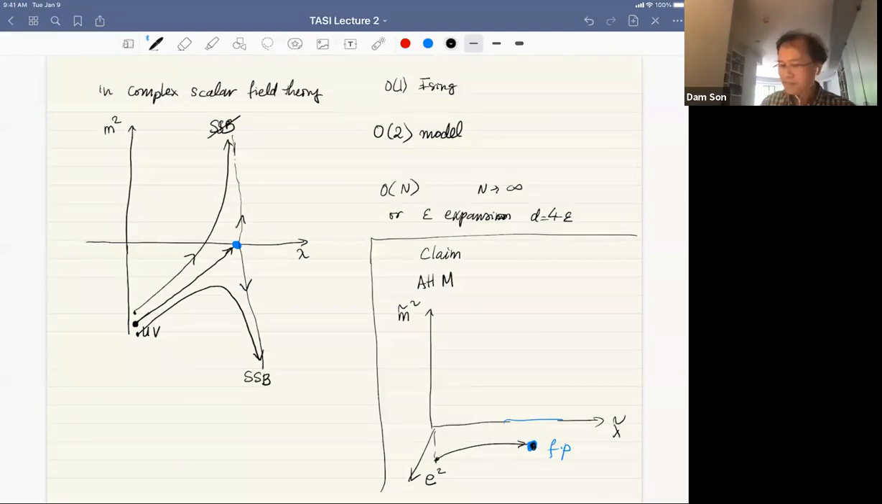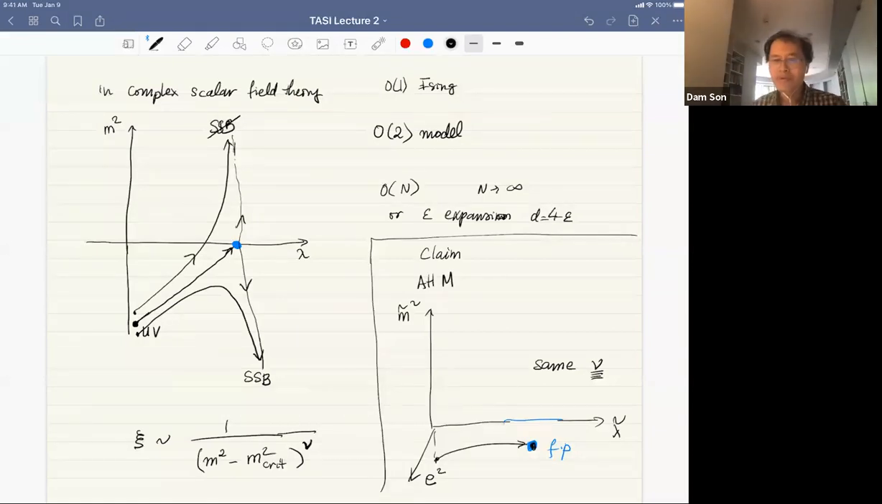And all the critical exponents between the two sides should coincide. One of the critical exponents is how the correlation length diverges as a function of the tuning parameter. The correlation length should grow as one makes the bare m squared equal to the critical value of m squared. I think the parameter here is called nu. And the claim is that here I have the same nu, same critical exponent, and all the other critical exponents, not just nu.